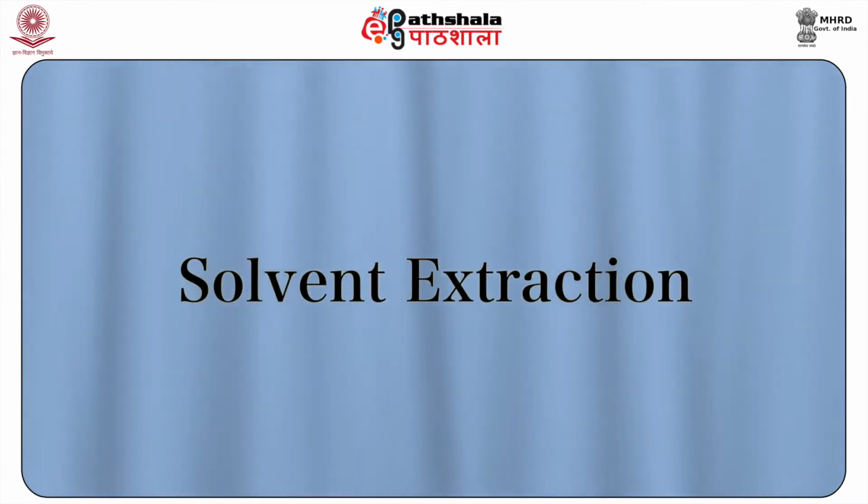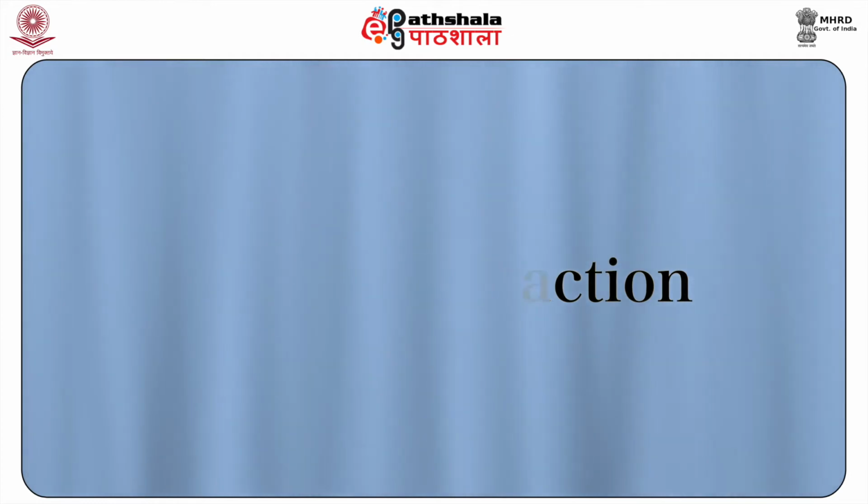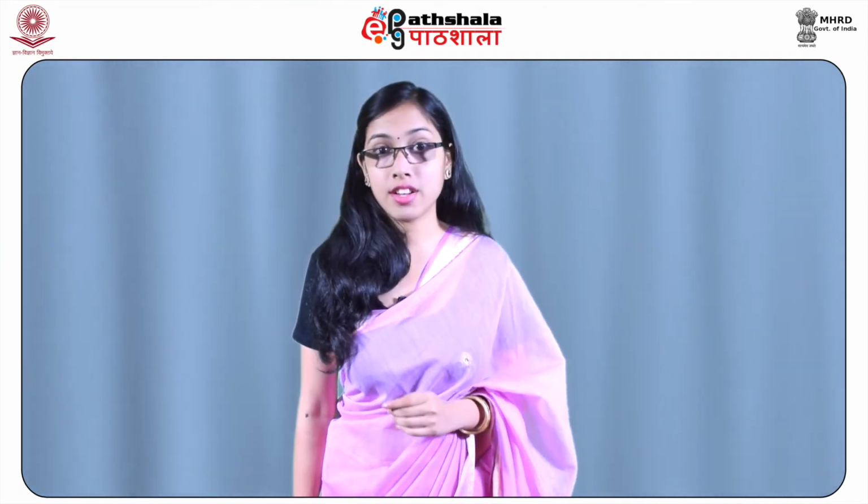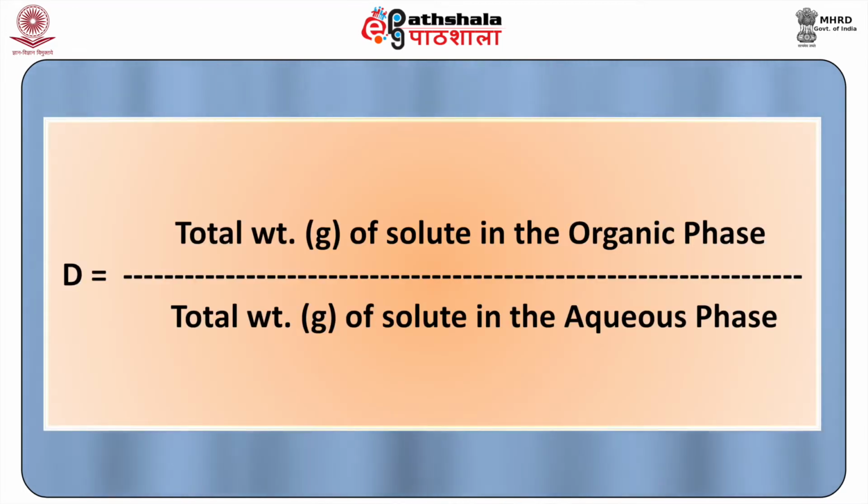Then we have the second process known as solvent extraction. A system of two immiscible liquids, meaning those liquids which cannot be mixed together, is required for the separation of material by solvent extraction. The active constituent should be unevenly soluble in the system, thereby enabling extraction of the constituent from one phase to the other. The efficiency of extraction is determined by the distribution coefficient, also denoted by capital D, wherein capital D is equal to the total weight in grams of solute in the organic phase divided by the total weight in grams of solute in the aqueous phase.